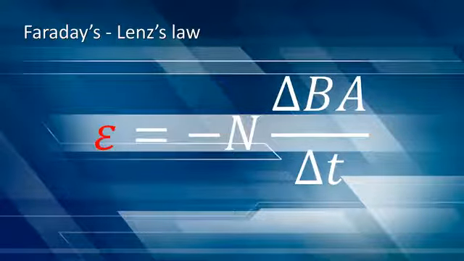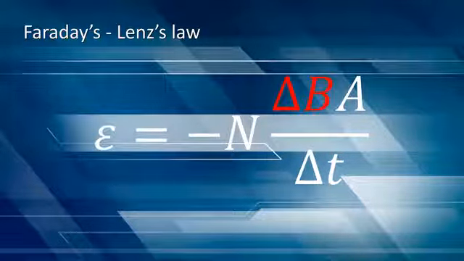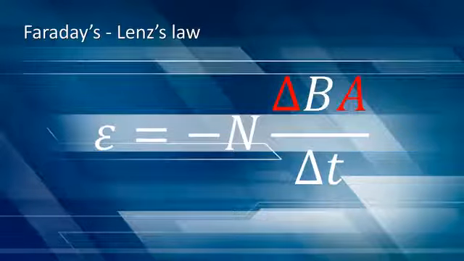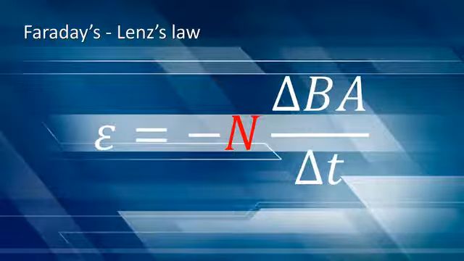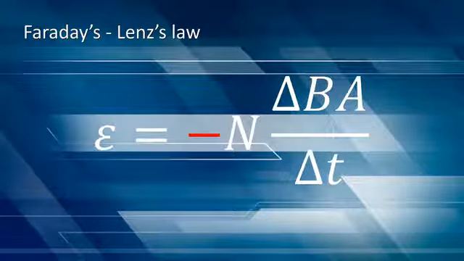It states that the induced electromotive force, or EMF, is the result of the change in the magnetic field times the surface area of the conductor inside this field divided by the time it takes to change the field, multiplied with the number of windings, and place a negative sign to be mathematically correct.